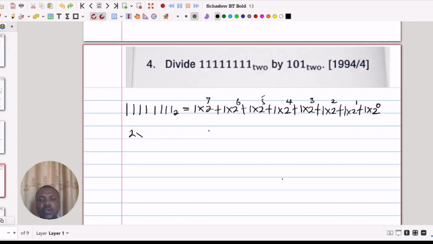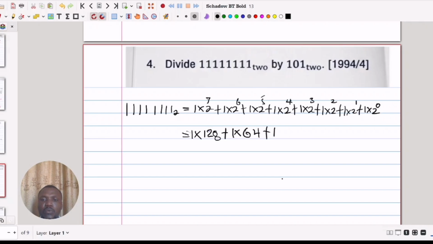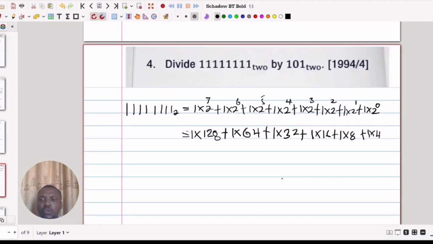So I just write 1 times 2 raised to 7, that will be 128. Plus 1 times 2 raised to power 6, what is that? That will be 64. Plus 1 times 2 raised to power 5, that will be 32. Plus 1 times 2 raised to power 4, that will be 16. Plus 1 times 2 raised to power 3, that will be 8. Plus 1 times 2 raised to power 2, that will be 4. Plus 1 times 2 raised to power 1, that will be 2. Plus 1 times 2 raised to power 0, which is 1.